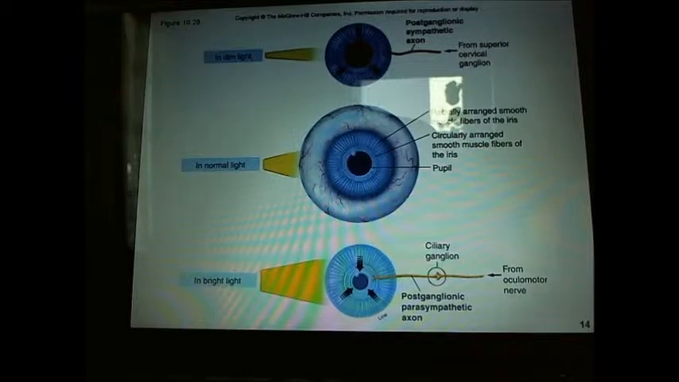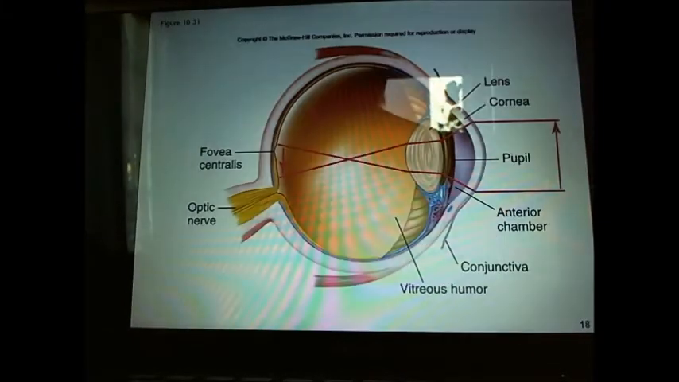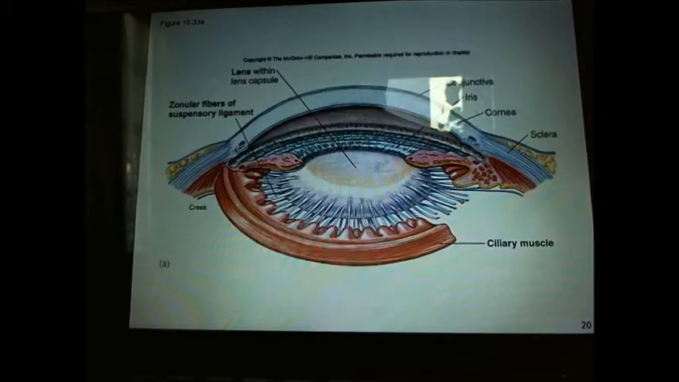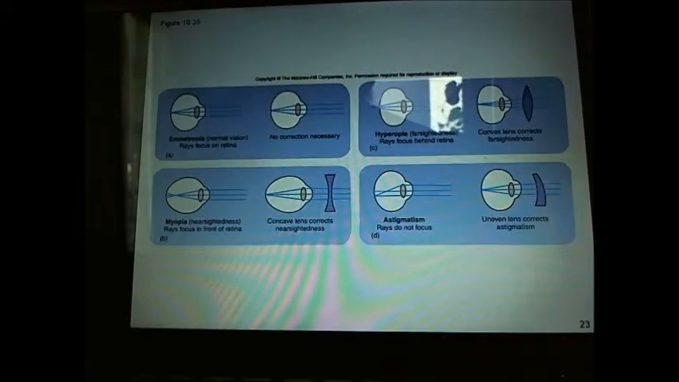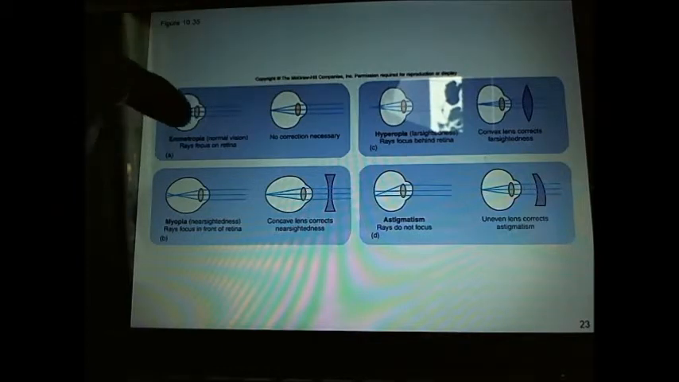A person with myopia. Myopia is nearsightedness. Let's see if we've got a slide for that. Here we go. Emmetropia is normal vision. And as you see here, the image is focused directly on the back of the eyeball. That's emmetropia.